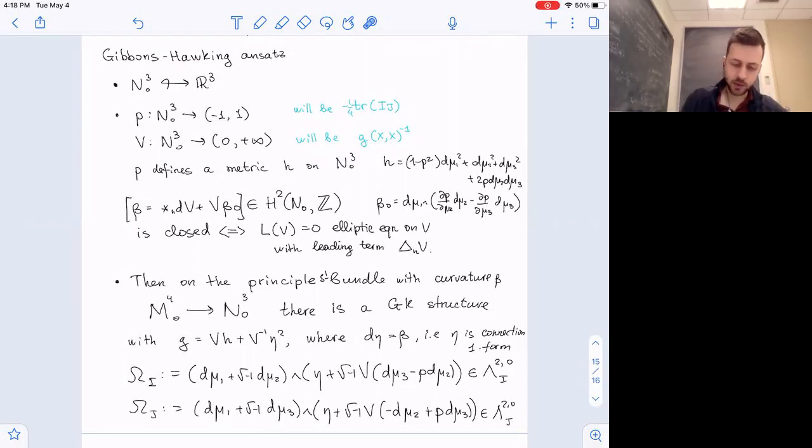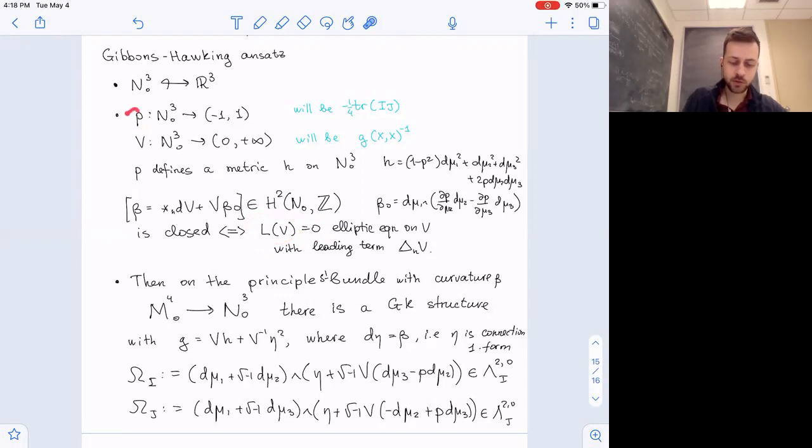And if you're really working on a ball in R3, for instance, if your three-dimensional manifold is just an open ball in R3, then this condition becomes vacuous. You don't have any second homology. And really, the only condition which you have is this elliptic equation. And just a remark on what this construction shows: you can choose P essentially arbitrarily. It can be any smooth function. And for any choice of P, at least locally, you will be able to solve this equation for V.